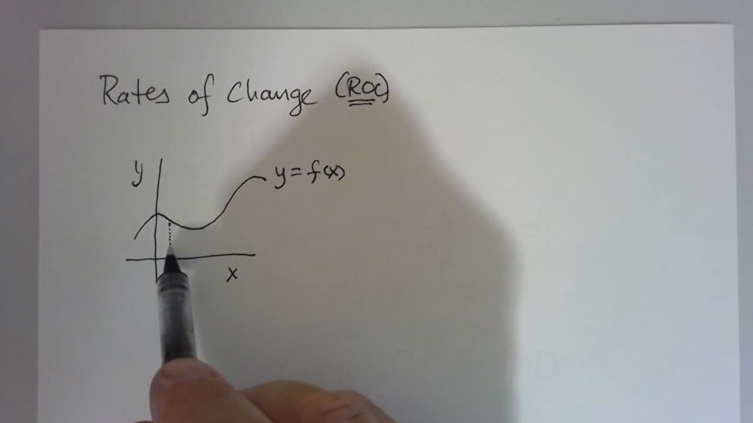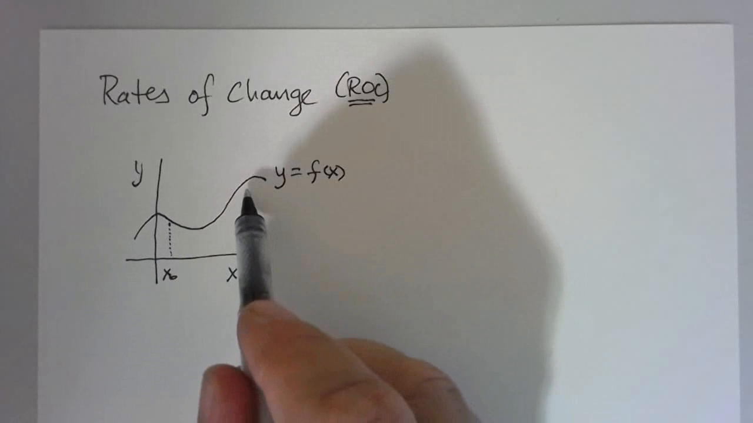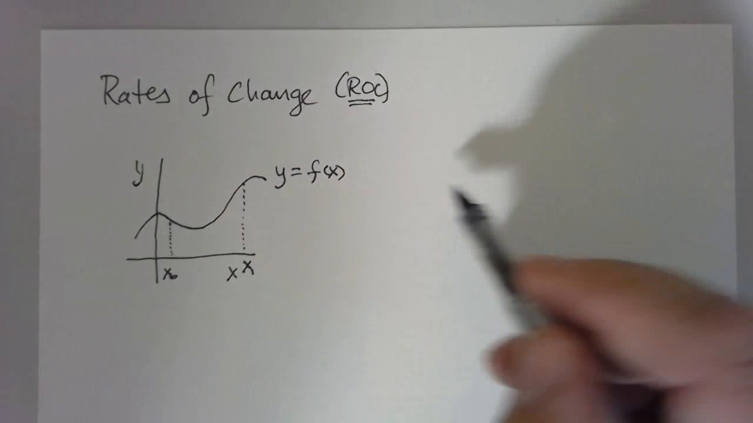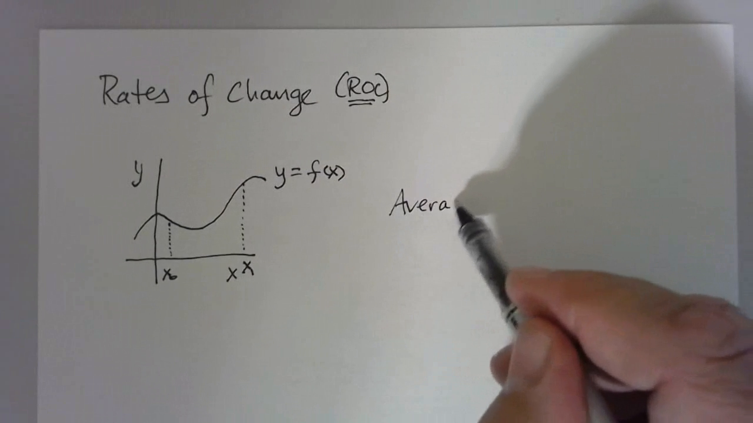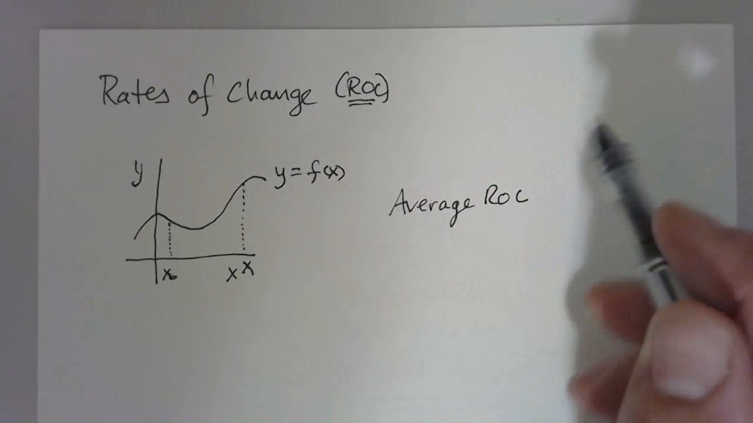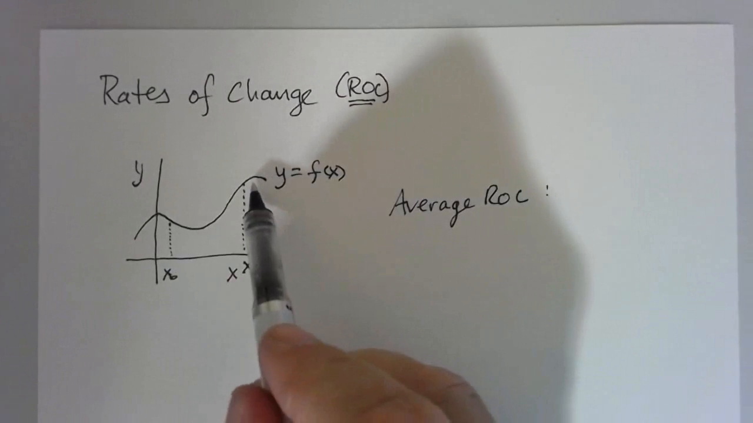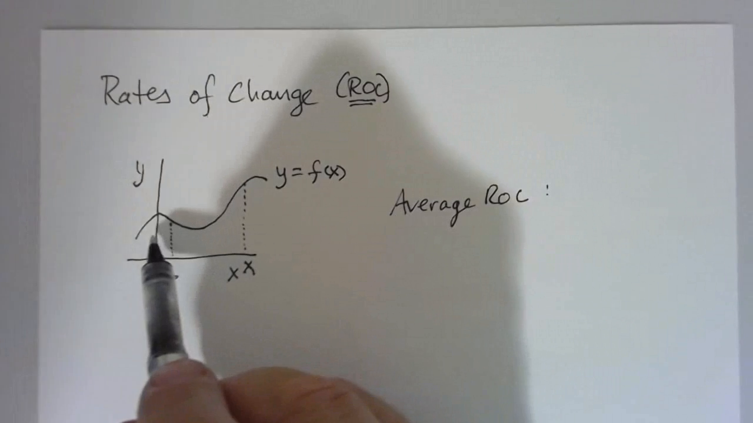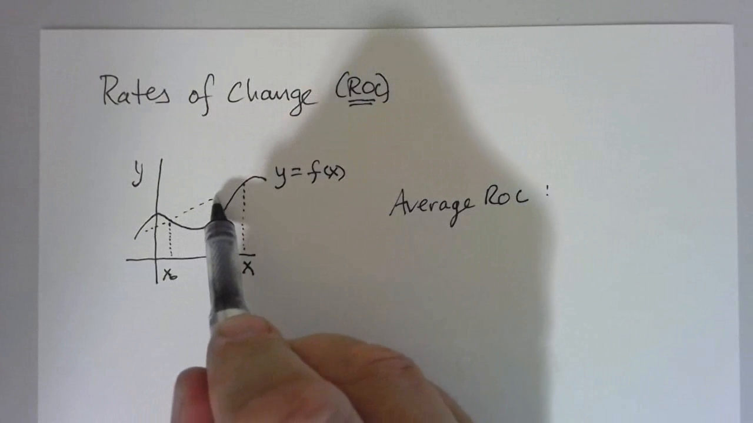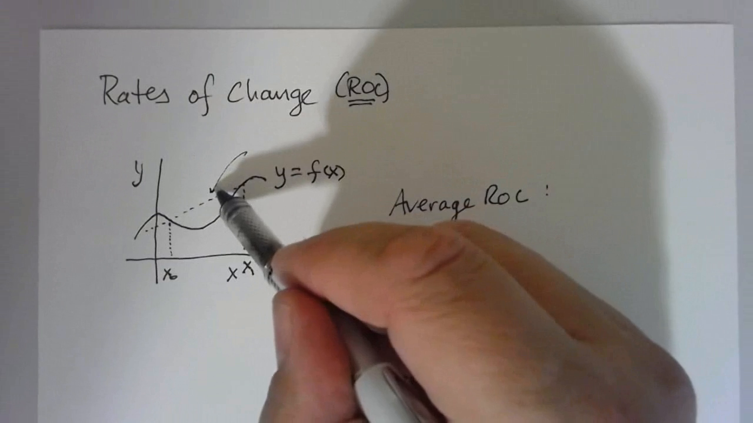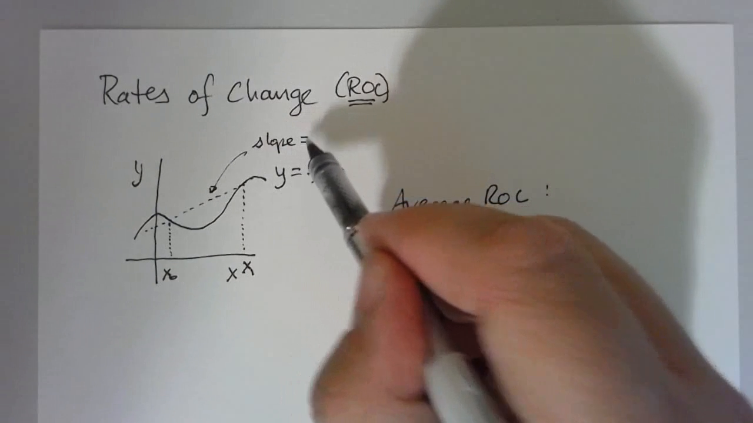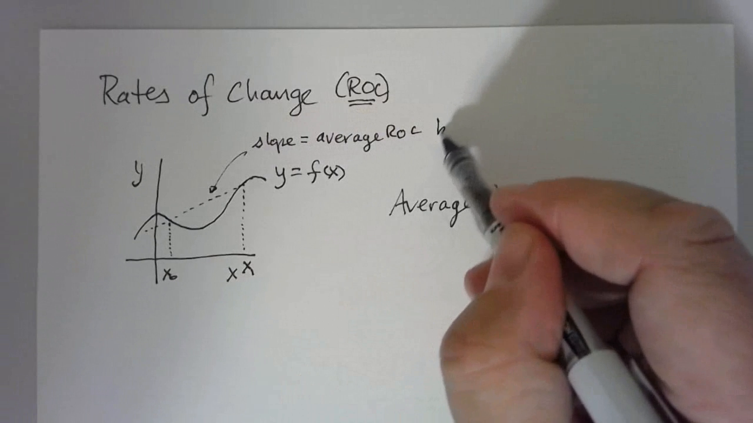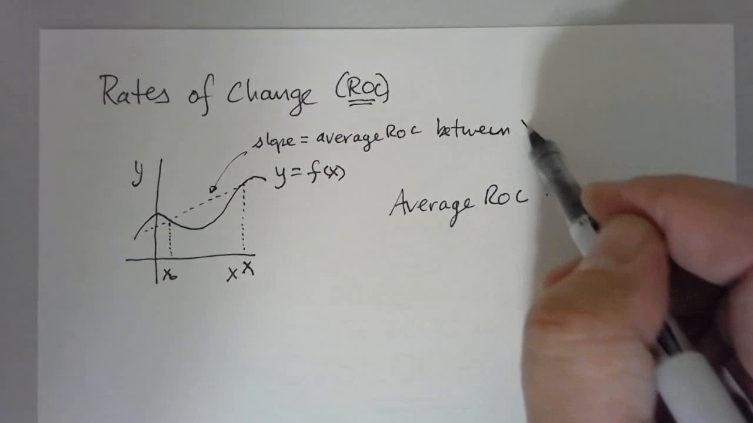The first is average rate of change. An average rate of change is between two particular values, say x0 and x1. An average rate of change is the ratio of how much y changes versus how much x changes between these two points. In other words, average rate of change graphically is the slope. This slope here is the average rate of change between x0 and x1.